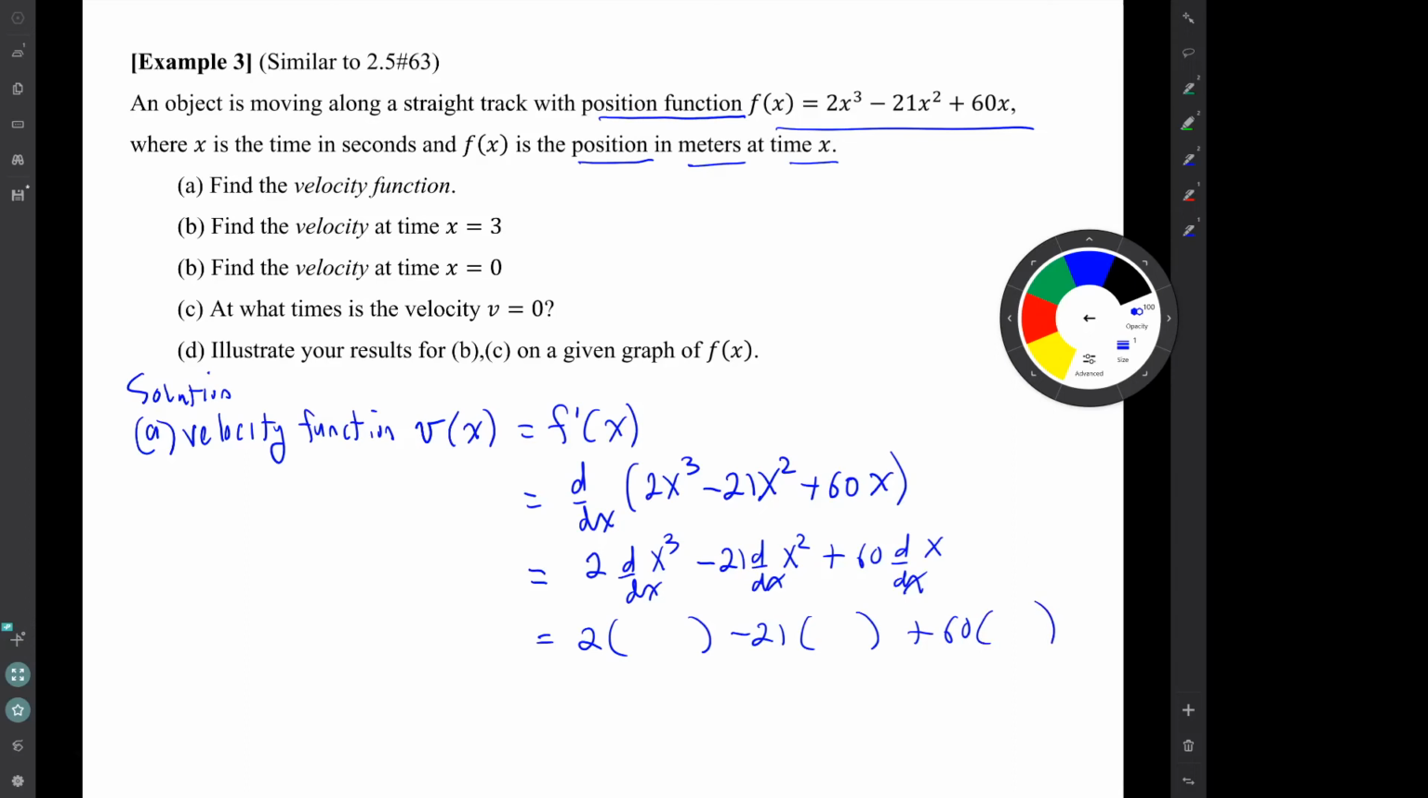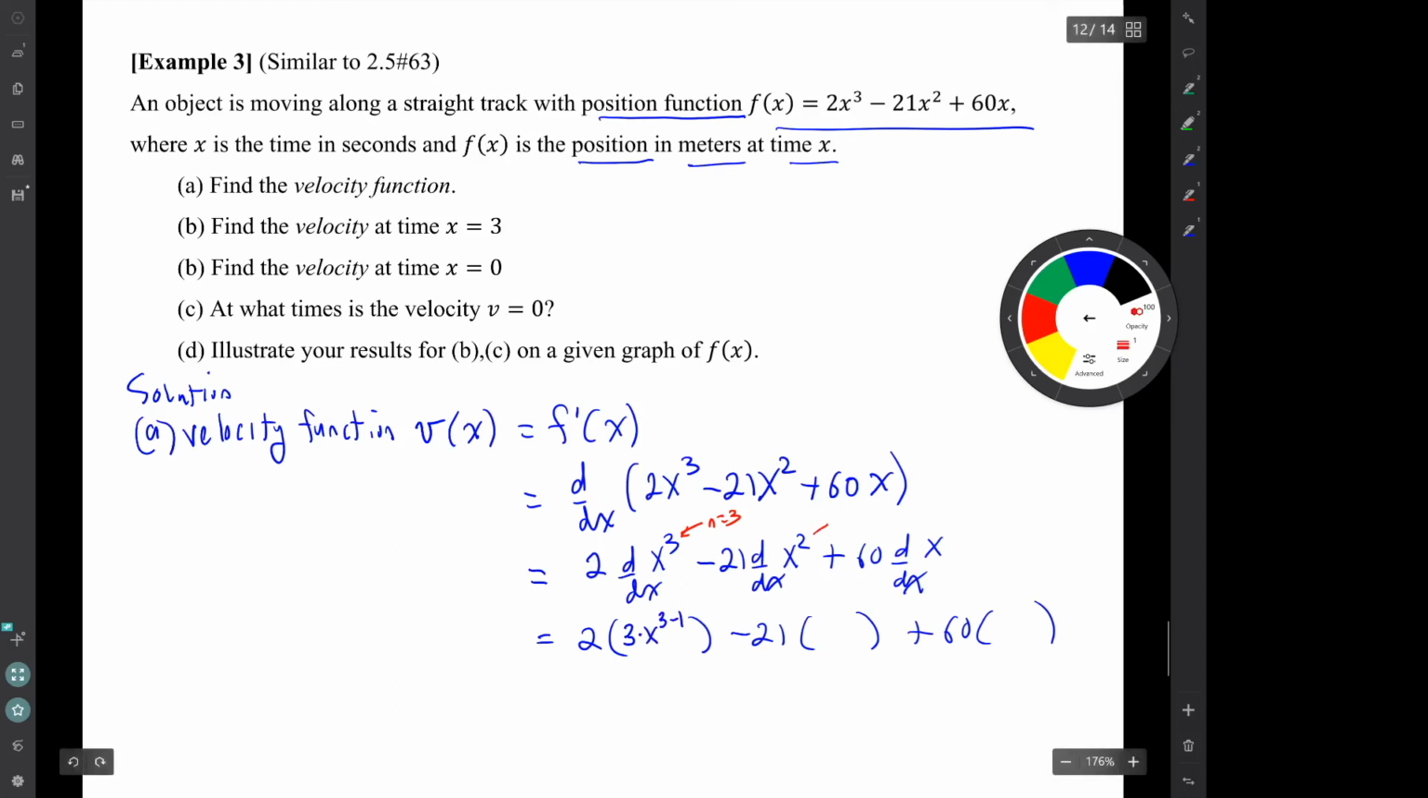And then in those parentheses, we put the derivatives that we get from using the power rule. Here we have a power function with n equals 3. So when we write down the right side of the power rule, we write down the n times x raised to the n minus 1. So 3 times x to the 3 minus 1.